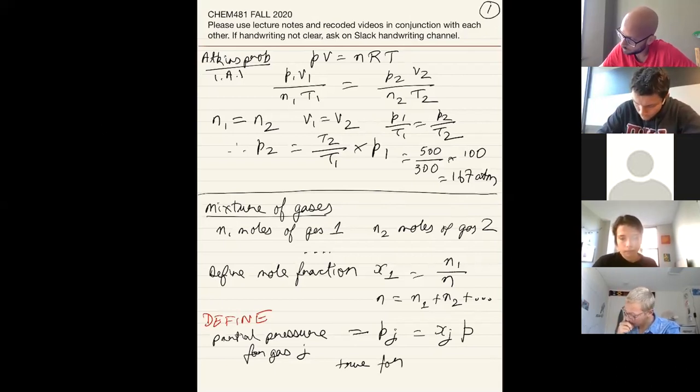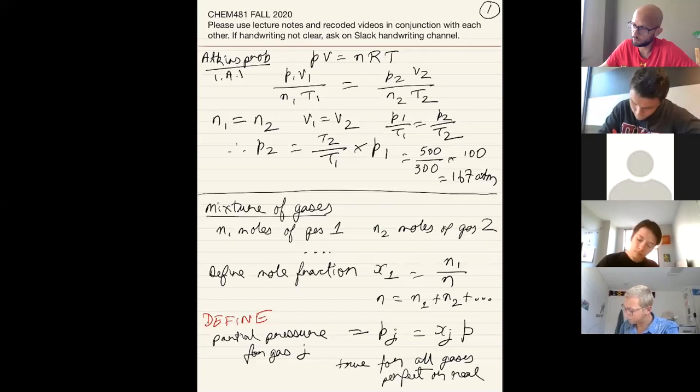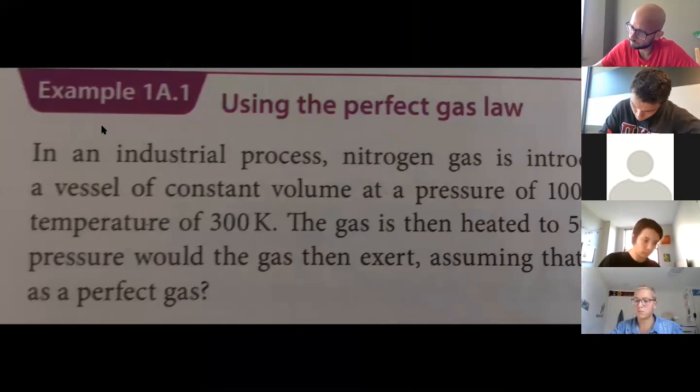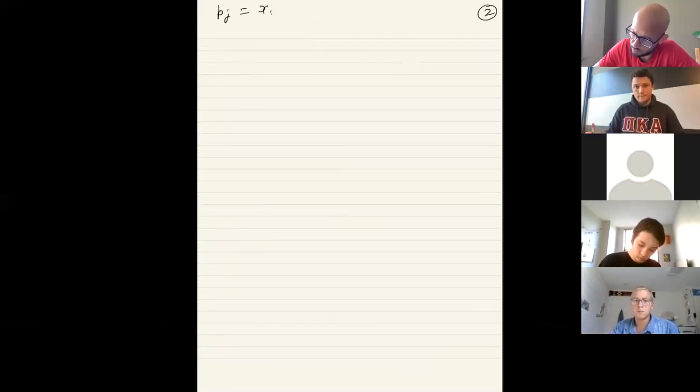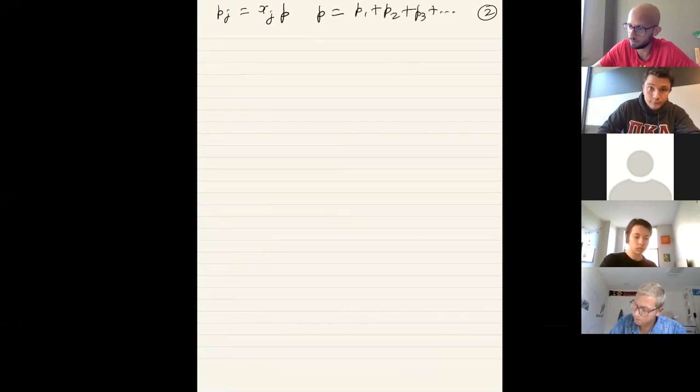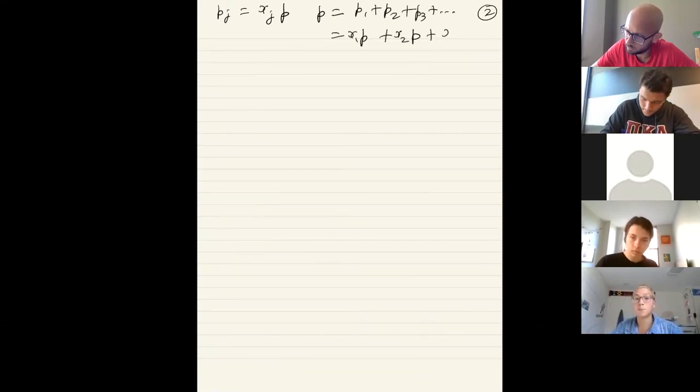So this is true for all gases, perfect or real. It doesn't matter. It's true for all gases. And you can see what this means. By construction, we had Pj is equal to Xj times P, right? So this means that P is going to be P1 plus P2 plus P3 plus dot dot dot. Why? You can see why this is true, because P1 is equal to X1 times P, P2 is equal to X2 times P, plus X3 times P plus dot dot dot. So that is X1 plus X2 plus X3 plus dot dot dot multiplied by P.